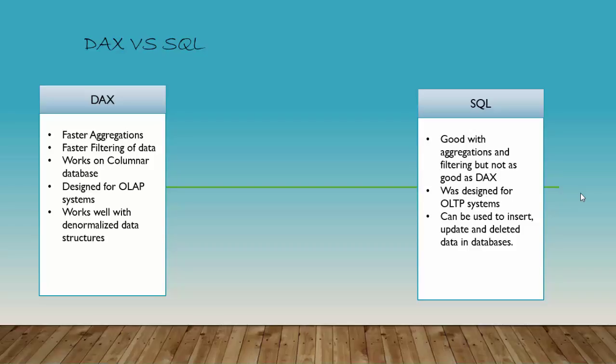So one is the underlying databases: one is a relational, one is a columnar database. One sits in memory, the other one doesn't. So DAX is typically designed for OLAP systems. SQL is designed for OLTP systems. And we will get into OLAP and OLTP systems in the next video, just to give you a bit more idea. So this is the difference between DAX and SQL.